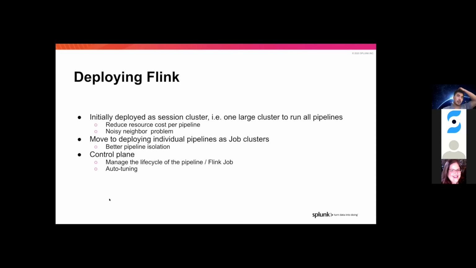Also, what we have spent time implementing, or are still implementing, is a fully functional control plane for Flink jobs that manages the life cycles of Flink jobs within SPS. And one of the cool things we're doing within the control plane is auto tuning of the pipelines to, in the future, dynamically scale and tune the parallelism of the pipelines without human intervention.